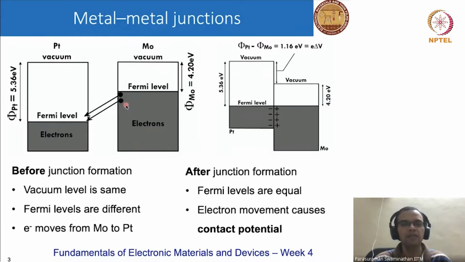Because electrons move from molybdenum, we have a net positive charge on the molybdenum side, while because electrons move towards platinum, there is a net negative charge on the platinum side. These charges are located at the surface, and we say that there is a contact potential, and the contact potential is equal to the difference in the work functions of the two materials.